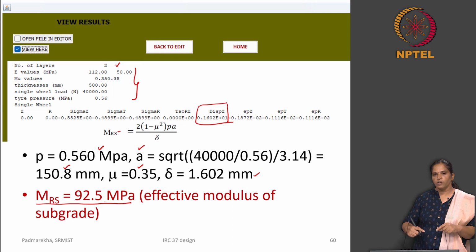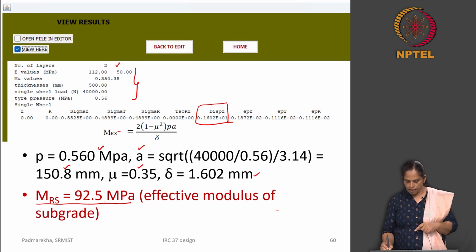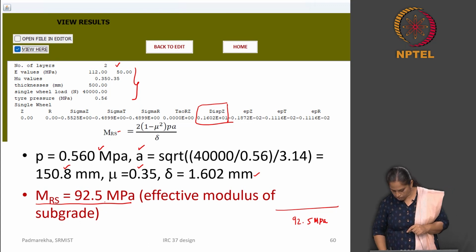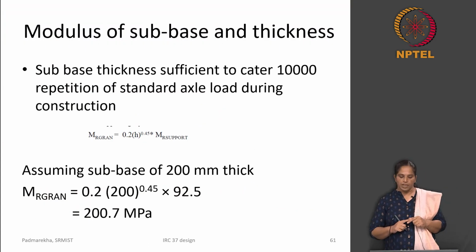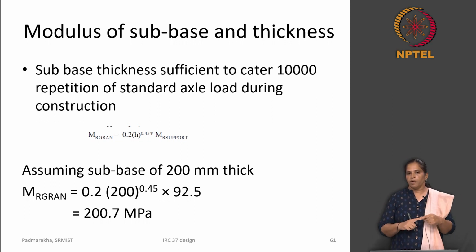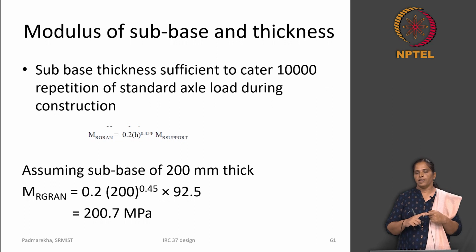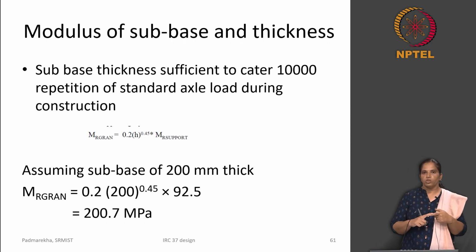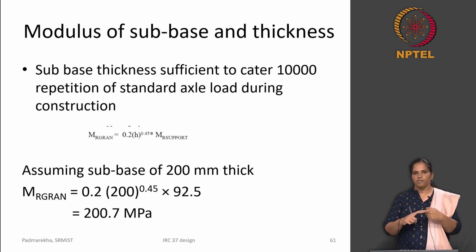So from here on we are going to consider the subgrade as a single layer with a modulus value equal to 92.5 megapascal. The next is the modulus of subbase course and its thickness. We know that the modulus of a subbase course or any granular layer is going to depend on the thickness here, and we have to make sure that there is a minimum thickness for a base layer to cater to 10,000 repetitions of a standard axle load that occurs during the construction process, so that we protect the subgrade from rutting. So you have this equation, empirical equations from IRC 37.